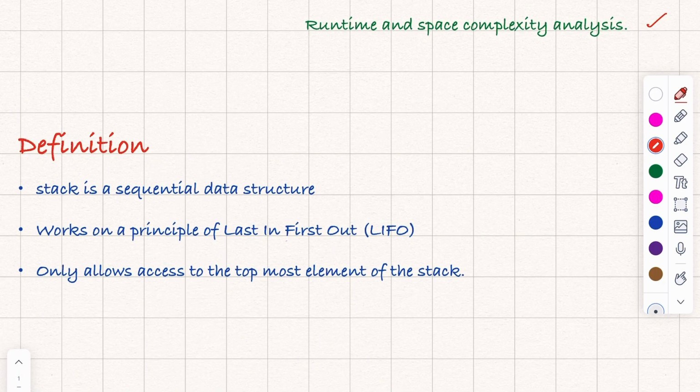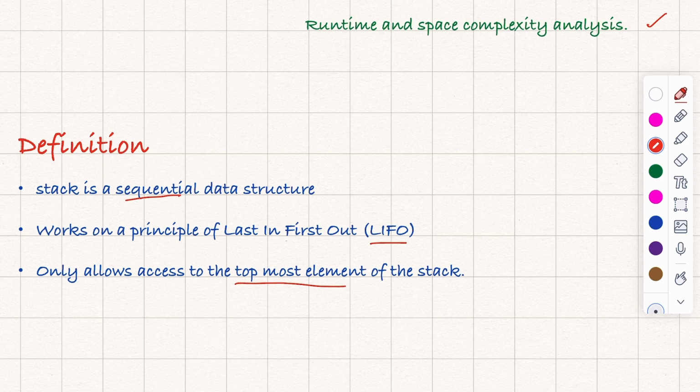So what is a stack? Stack is a sequential data structure. So it's very important. It's a sequential data structure which works on the principle of last in, first out, or what we call LIFO. I'll come to these two concepts in a bit. Another constraint or property of a stack is that it only allows access to the topmost element of the stack. So you cannot access any other element of the stack. The only element which you can access is the topmost element.